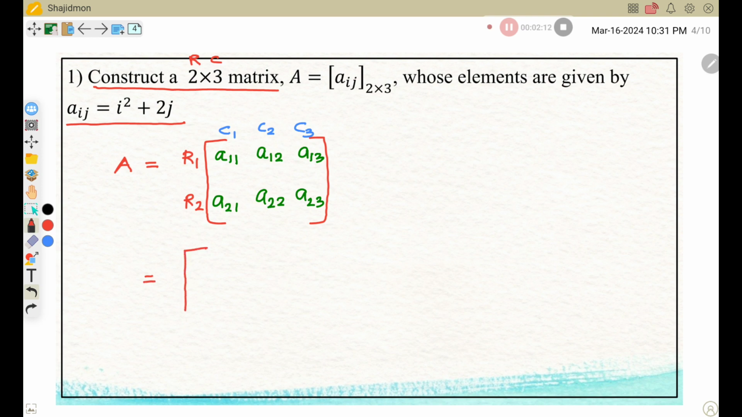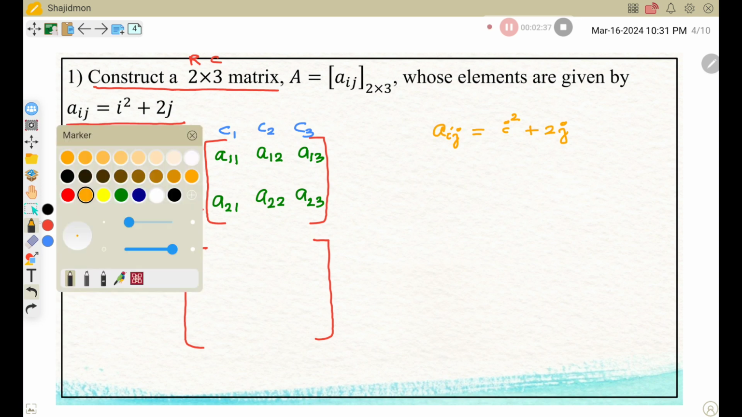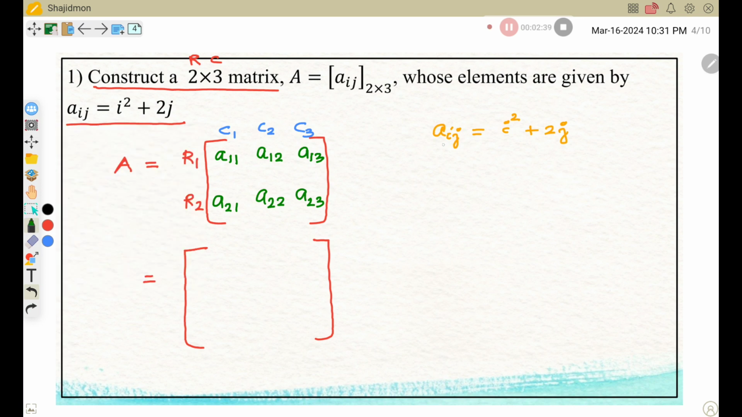So let's start the calculation here. We need to create this 2 by 3 matrix, 6 numbers. The first number is A11. Let me calculate this number first. Aij equal to, the rule given in the question, i square plus 2 times j. Actually, i means the row number and j means the column number.